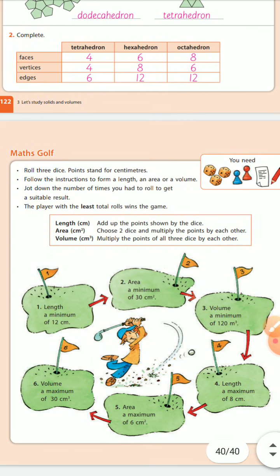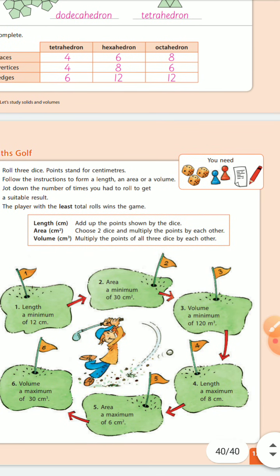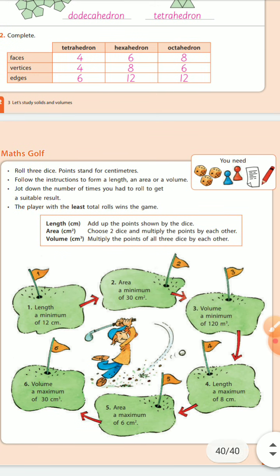The maths golf, you don't need to worry about that. That's just like a fun in-class activity to do, all right?